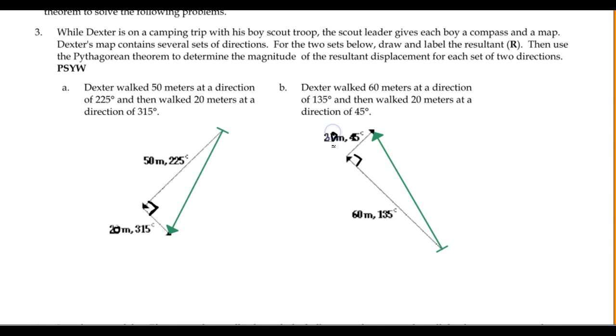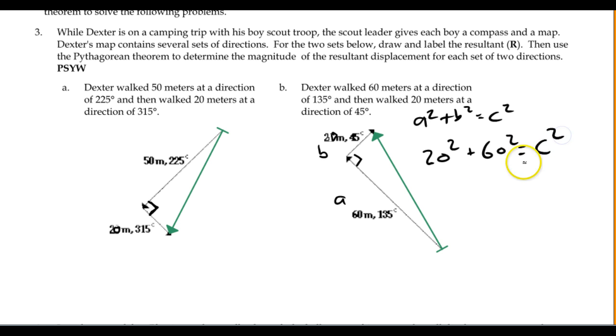Again, this is 20 meters and 60 meters. If I want to know this resultant, I can use a squared plus b squared equals c squared. This would be a, this would be b, this is going to be c, my resultant over here. 20 squared plus 60 squared. Now that's going to be meters squared. That's equal to c squared. Then to get the actual resultant's length, I want to take the square root.